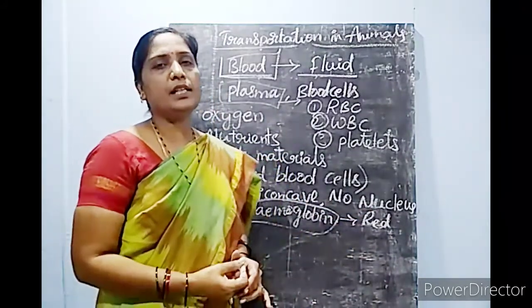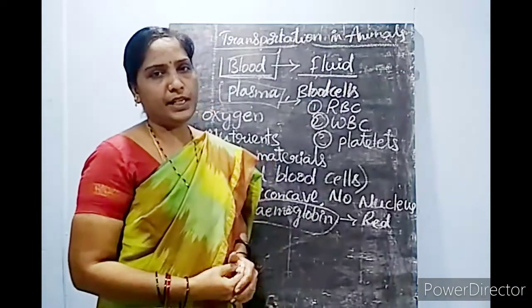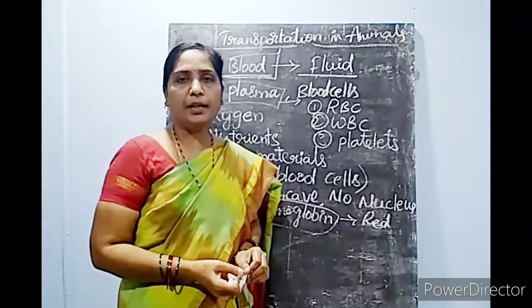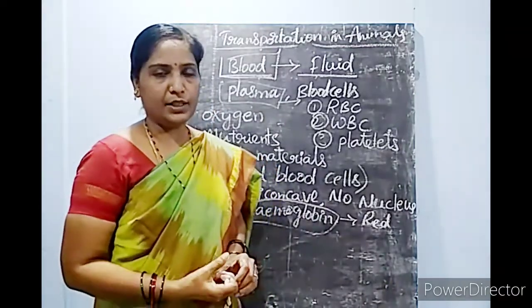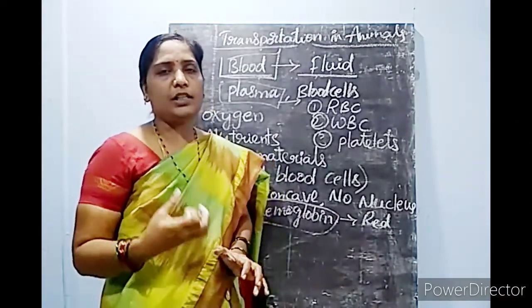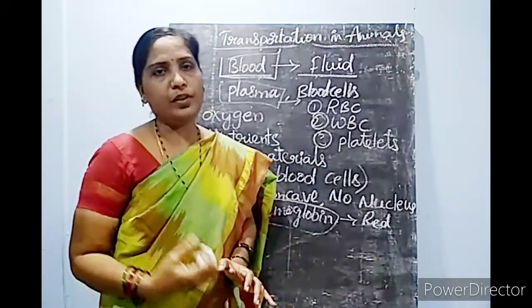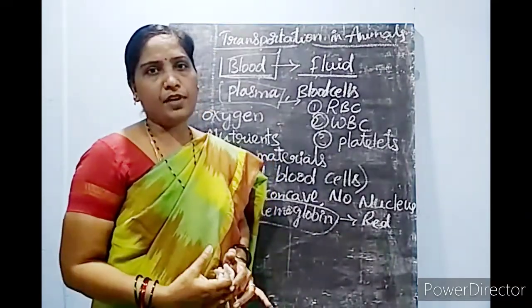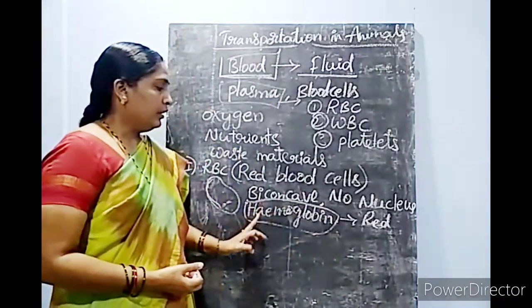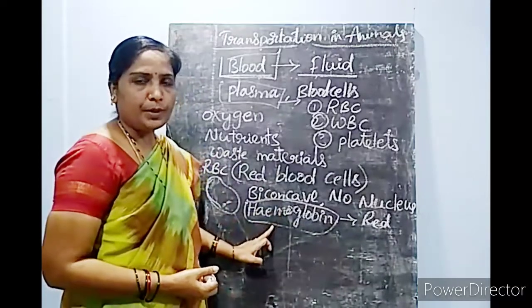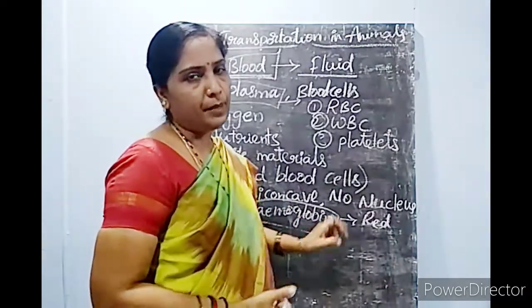Just as chlorophyll is giving green color to the leaves. You learnt in the first lesson, nutrition in plants and animals, that all the leaves are green due to the presence of chlorophyll pigment, right? Same way, here blood is red in color due to the presence of hemoglobin pigment.